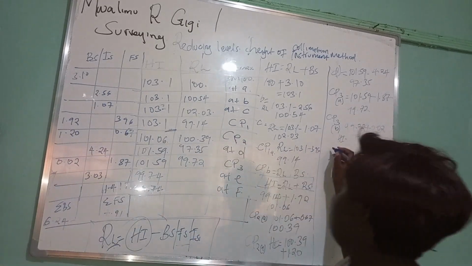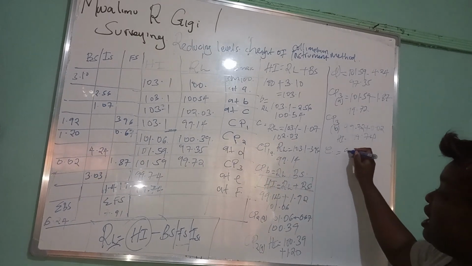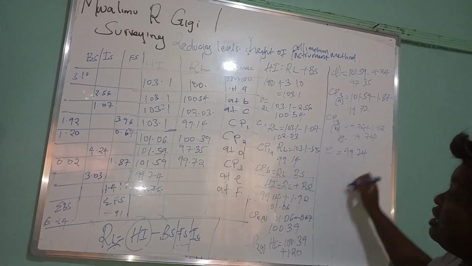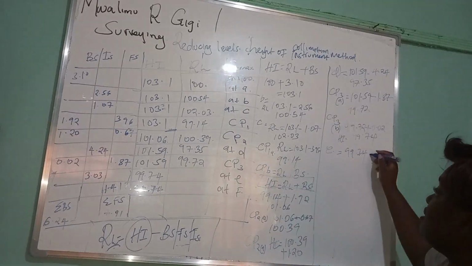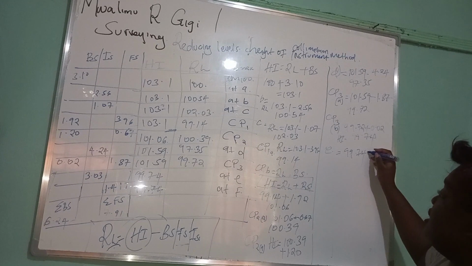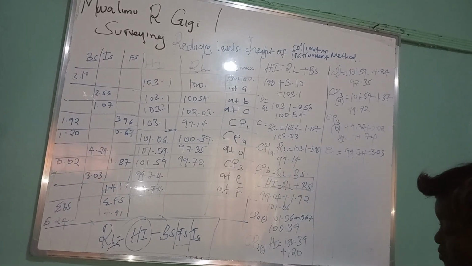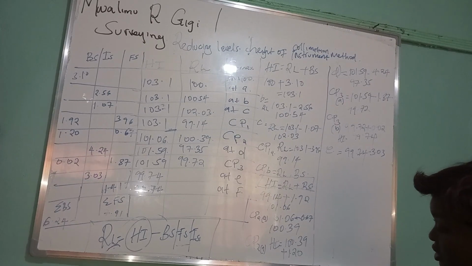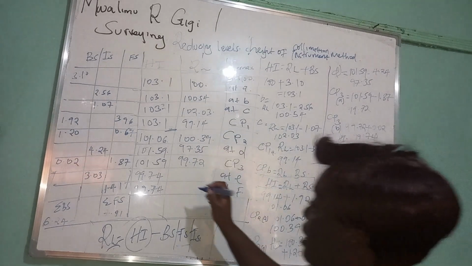So at point E, we have the height of instrument and we have an intermediate sight. So it is height of instrument minus intermediate sight of 3.03. So 99.74 minus 3.03, which is 96.71.